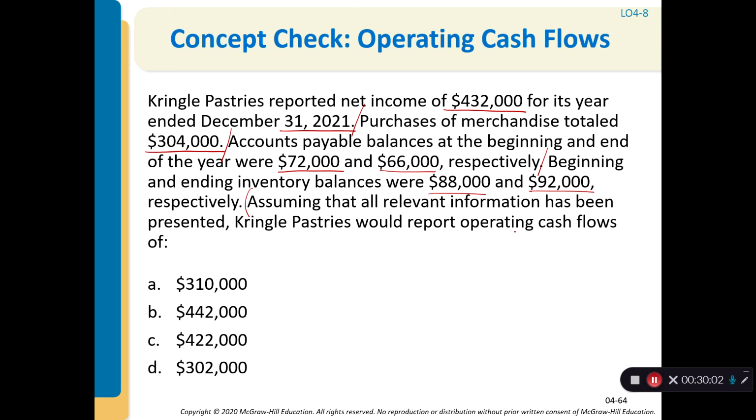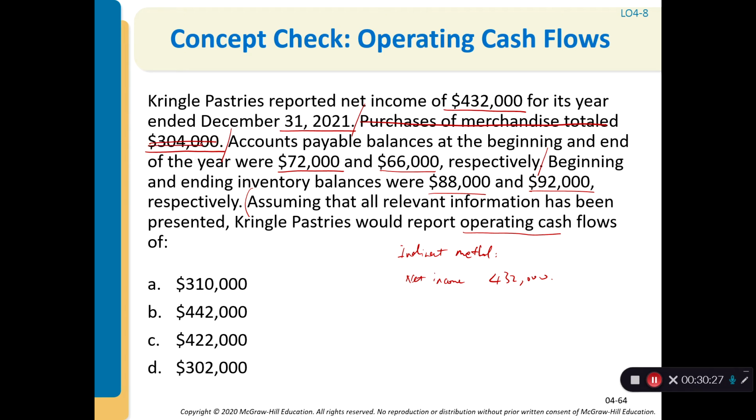Greengular Pastry would report operating cash flow as how much? In this case, that is an indirect method, because they give us the net income number. So we start with net income of 432,000. Does the purchase of merchandise total of 304,000 matter? In this case, it's not relevant.